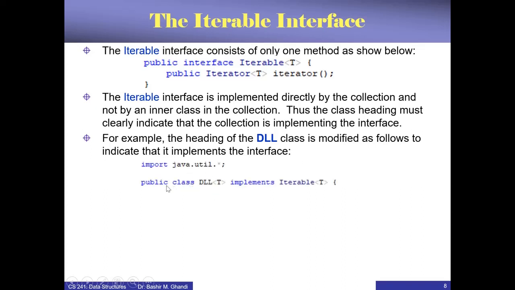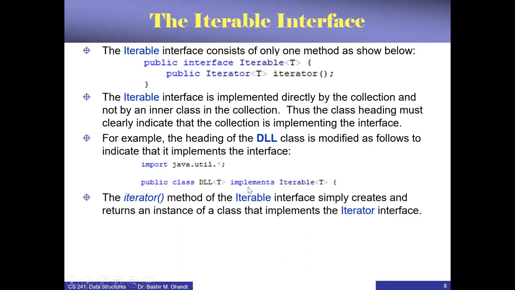So we're going to modify our DLL class. Before it was simply class DLL of generic type T. Now we're going to add implements Iterable. Okay, so this is the idea. And the iterator method of the Iterable interface, as we already know, simply creates and returns an instance of the iterator interface, or the class that implements the iterator interface.